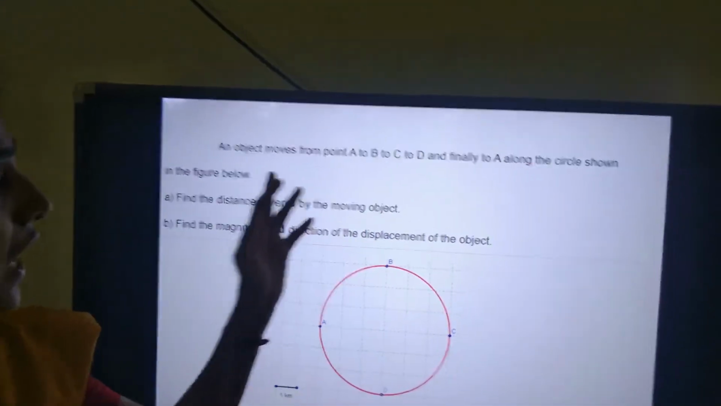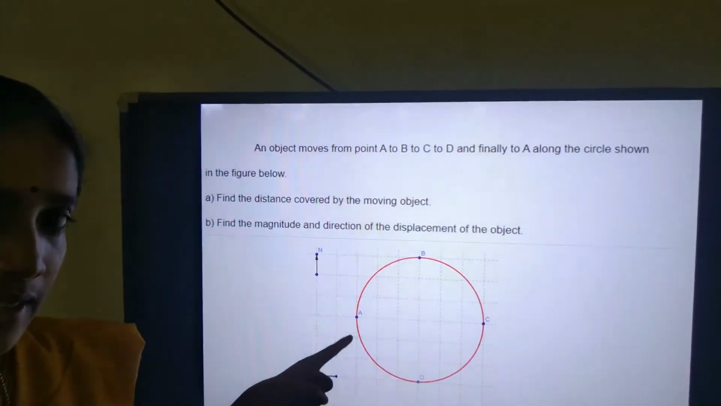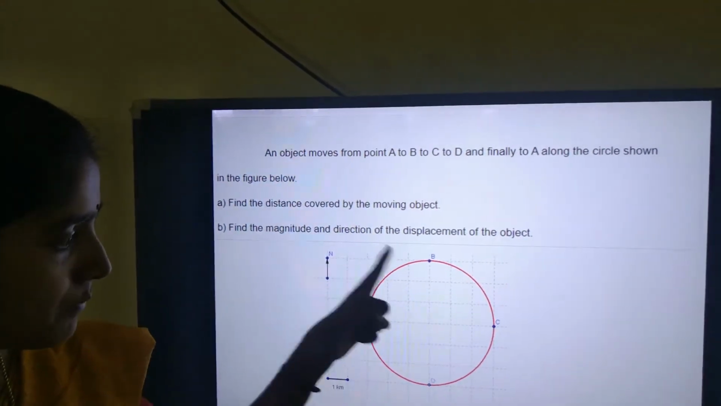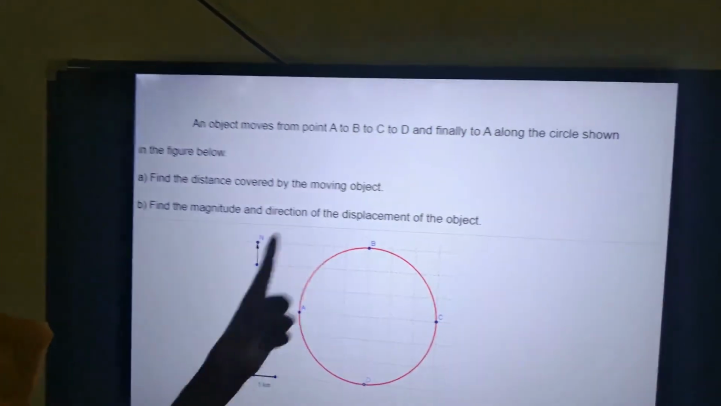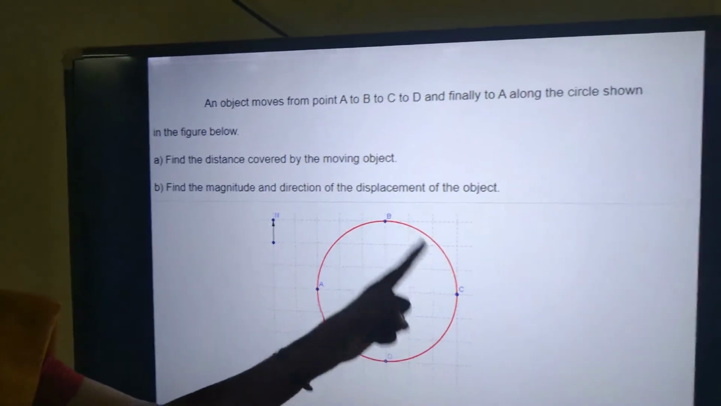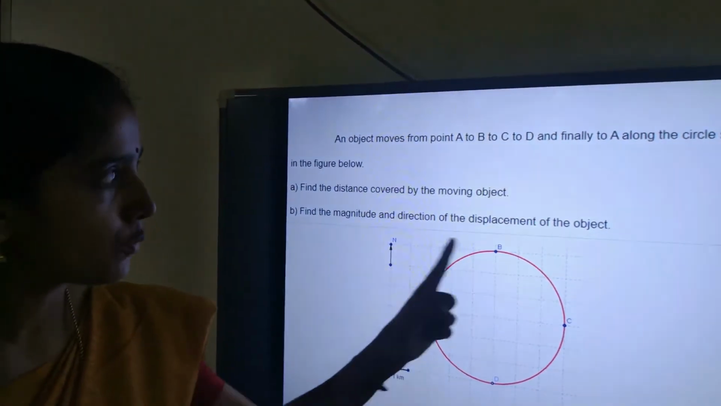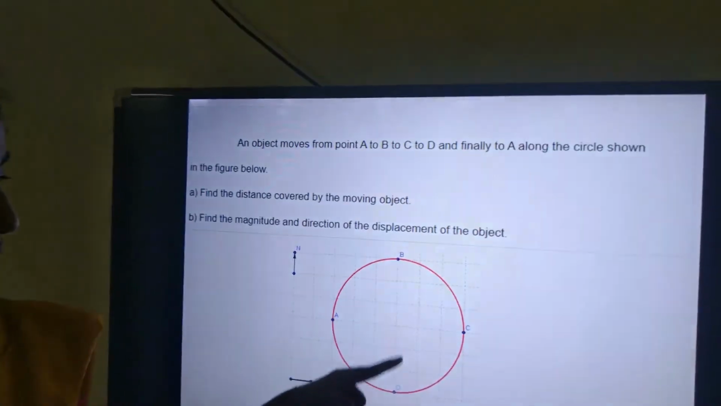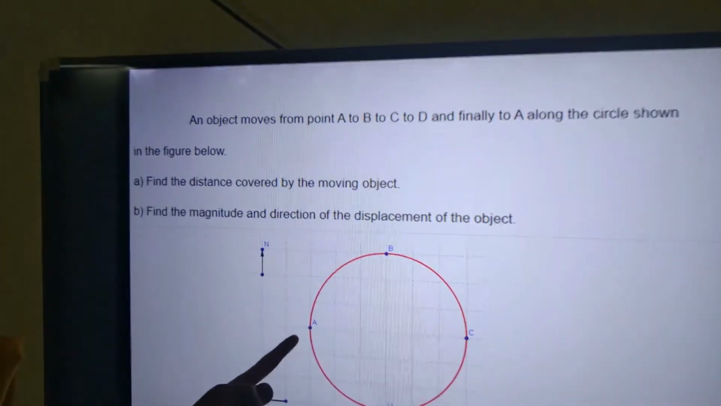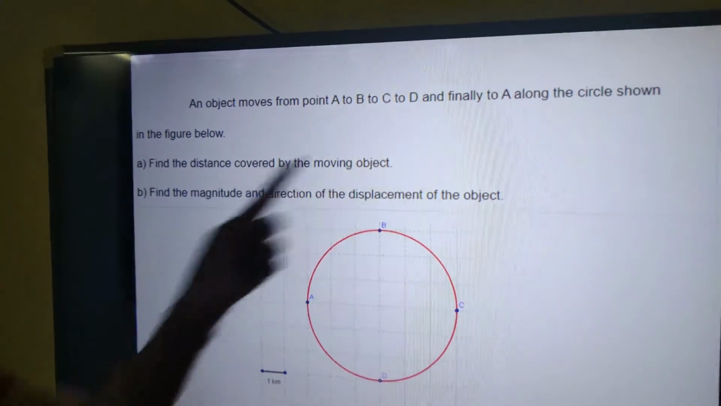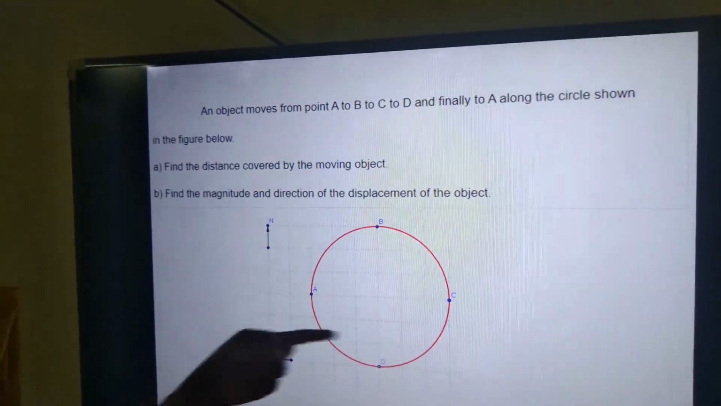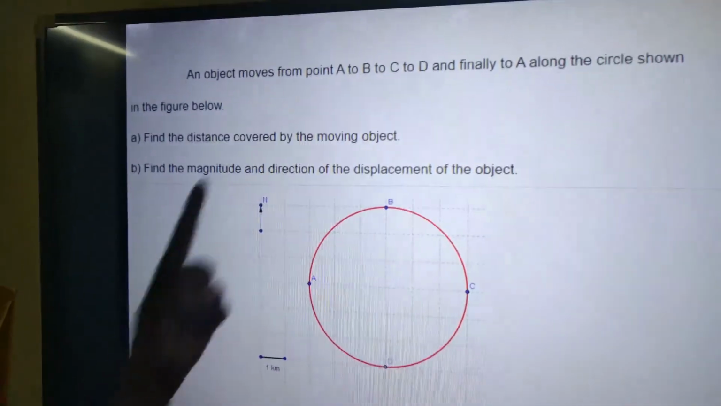What's the question? An object moves from point A. I think you all can see it. A, B, C, D. This is the path of the object. So what is the shape of the path? It is circular. So the object moves from A to B, then to C, then to D, and finally to A along a circular path. Then find the distance covered by the object.